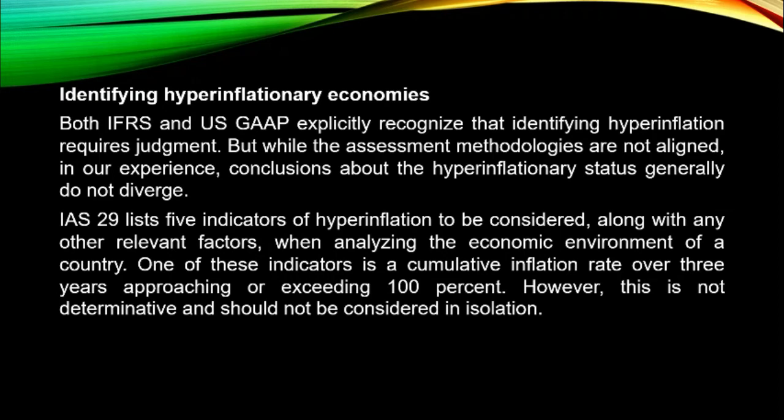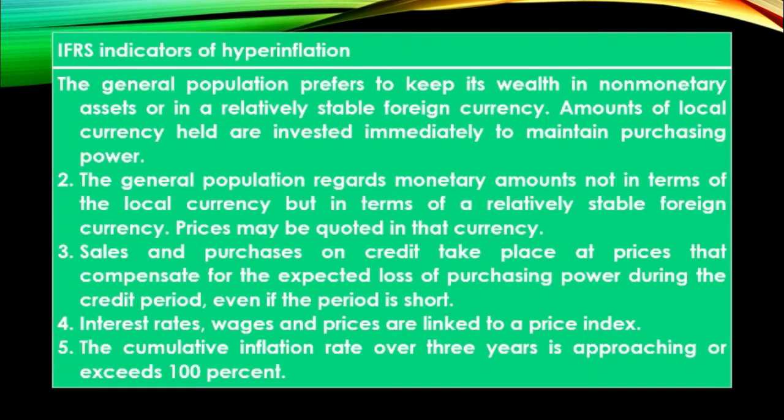IAS 29 lists 5 indicators of hyperinflation to be considered along with any other relevant factors when analyzing the economic environment of the country. One of these indicators is a cumulative inflation rate over 3 years approaching or exceeding 100%. However, this is not determinative and should not be considered in isolation.